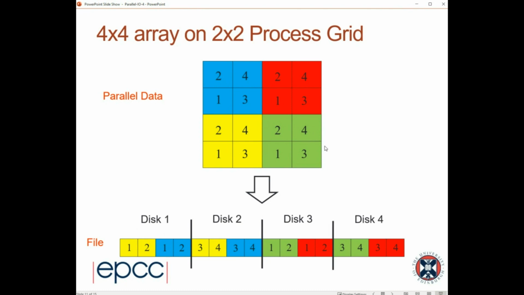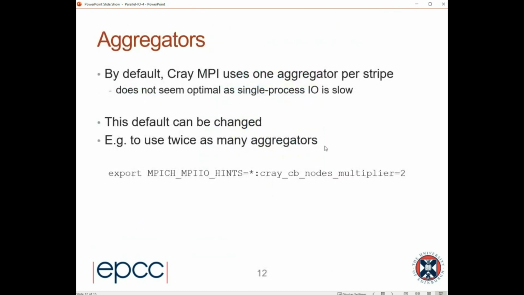But unfortunately, as I've said before, by default Cray MPI, I say Cray MPI, it might be lower level than that, uses one aggregator per stripe. So that is an issue. We've seen that single process I/O is very slow, an order of magnitude down on what you'd hope to be able to achieve. So this default can be changed using a slightly arcane syntax.